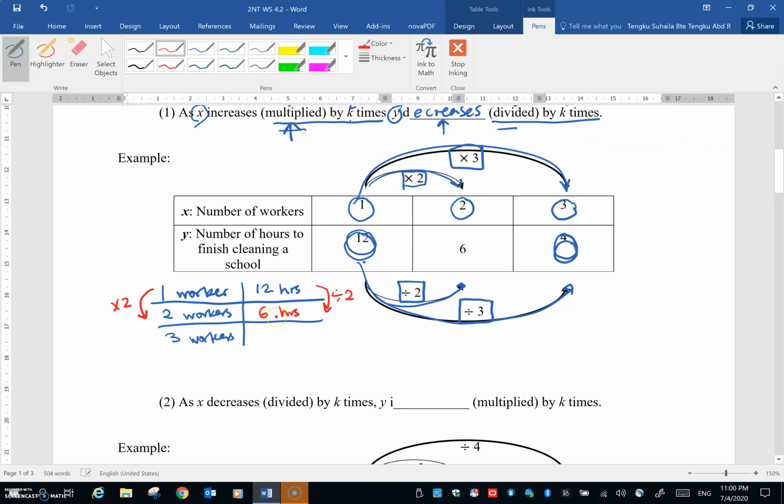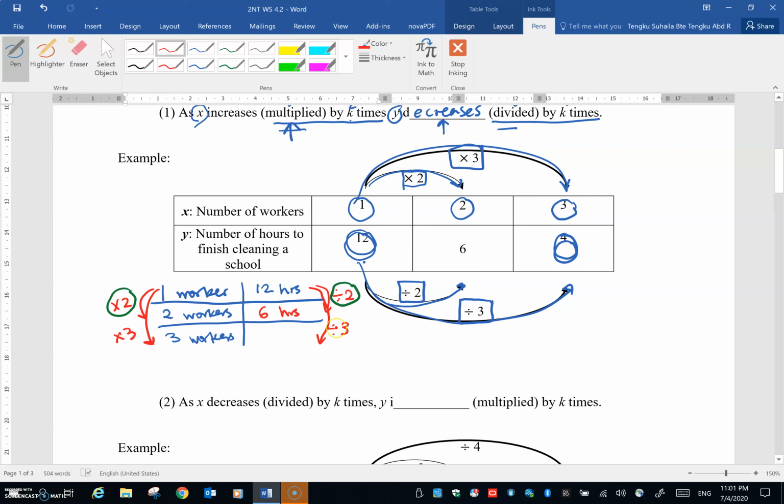Hours. 2 workers, I will have lesser time, 6 hours. You see guys, this is the part that is actually inverse proportion. One is times 2, the other side is divided by 2. Okay, then what if now I have 3 workers? So I am going to times 3 here. And this time, the other side, instead of times 3, we still have 3, but it's divided by 3. That's what it means by inverse.